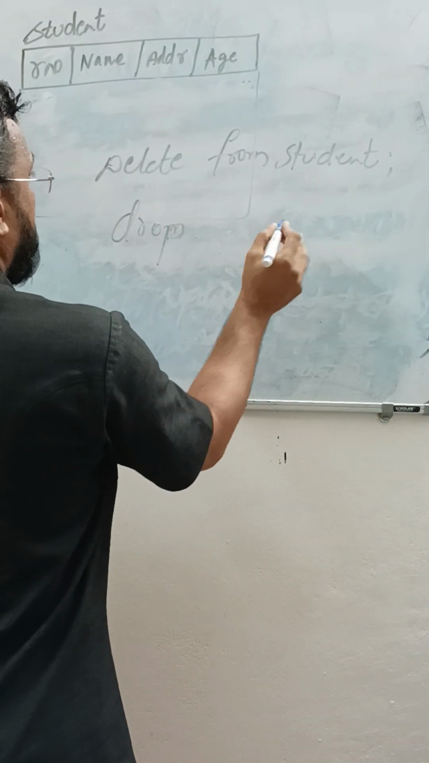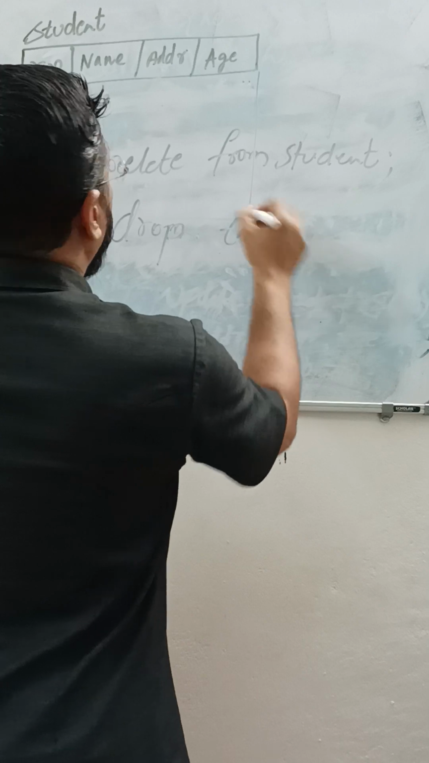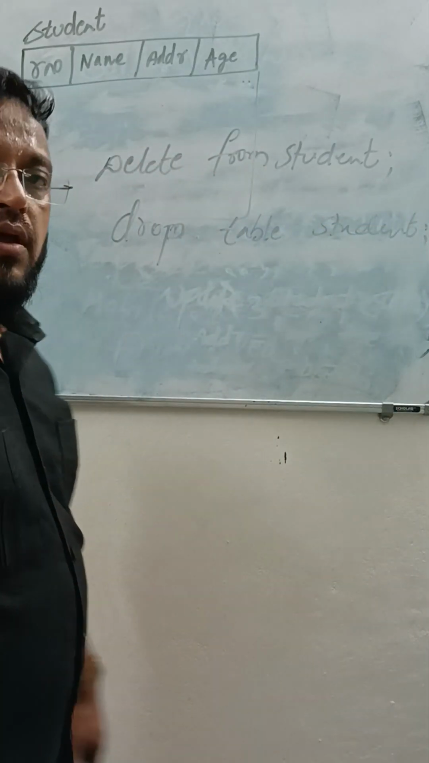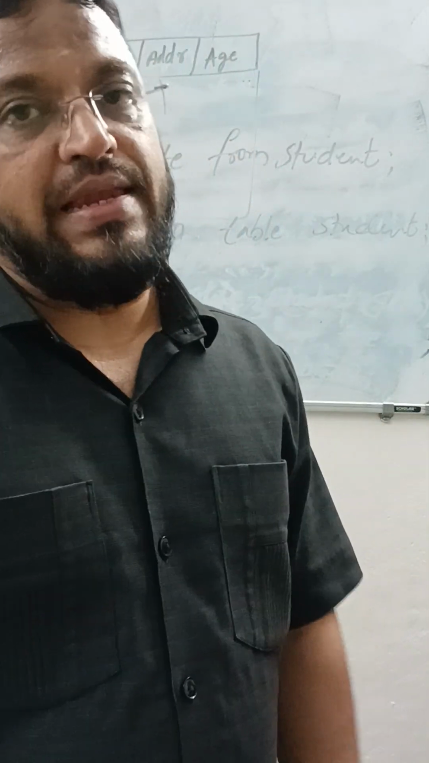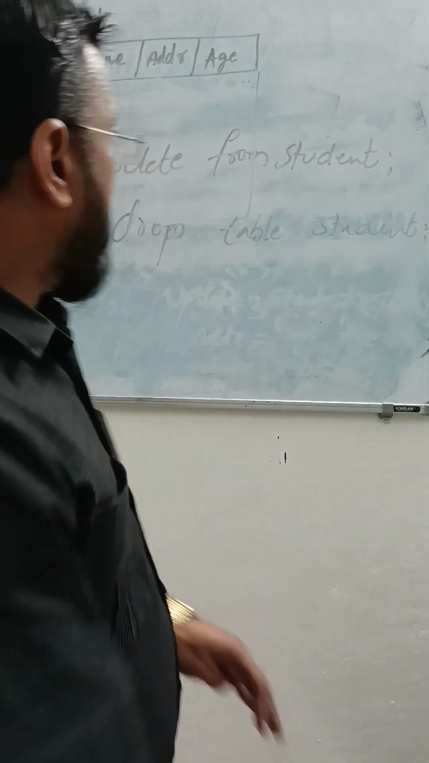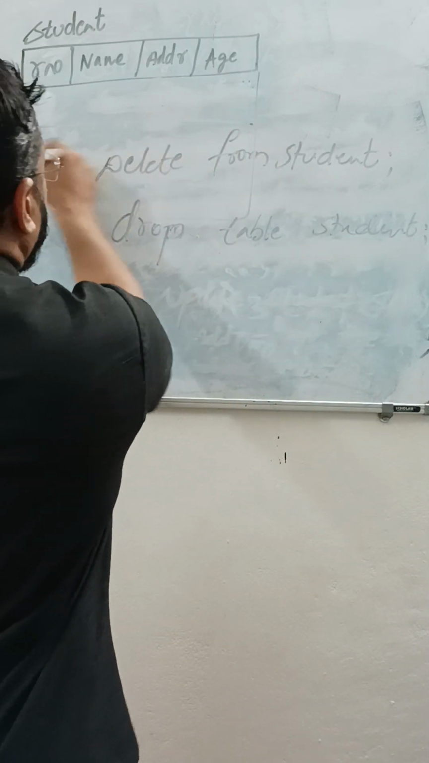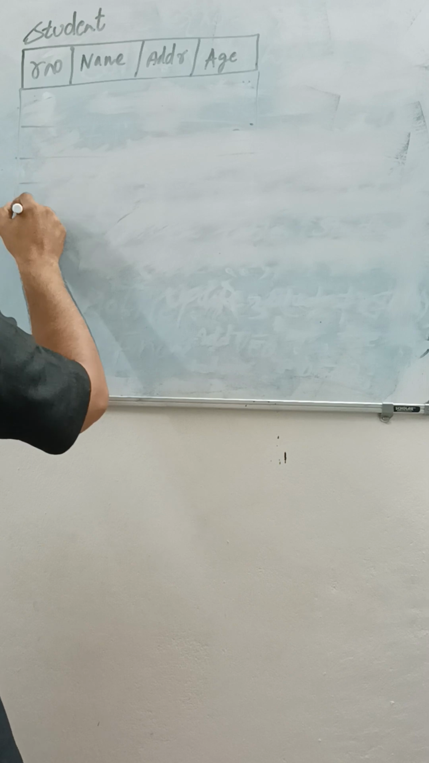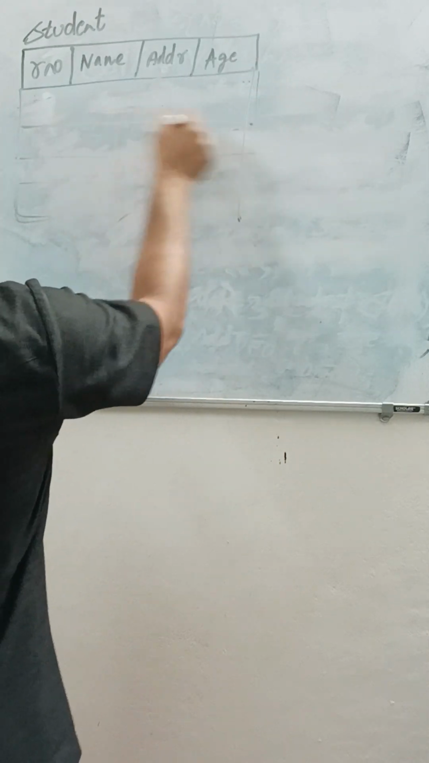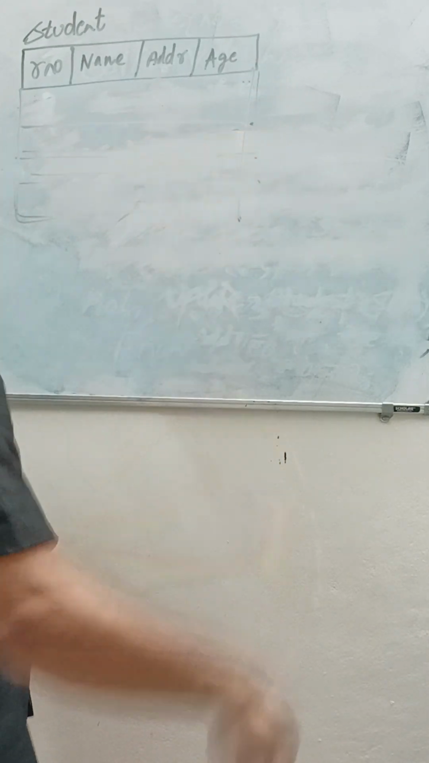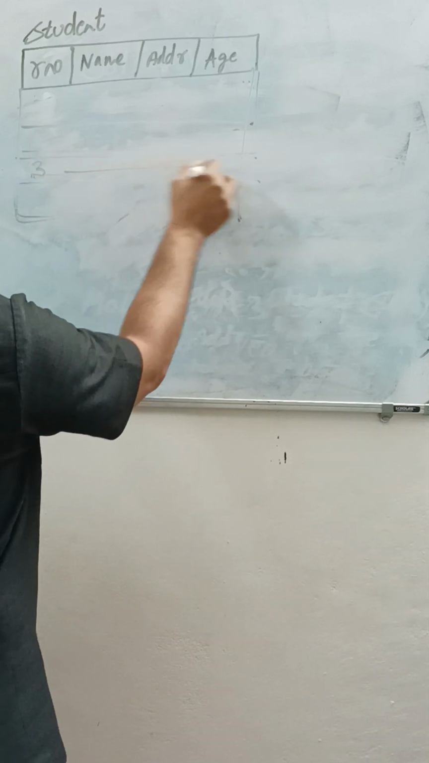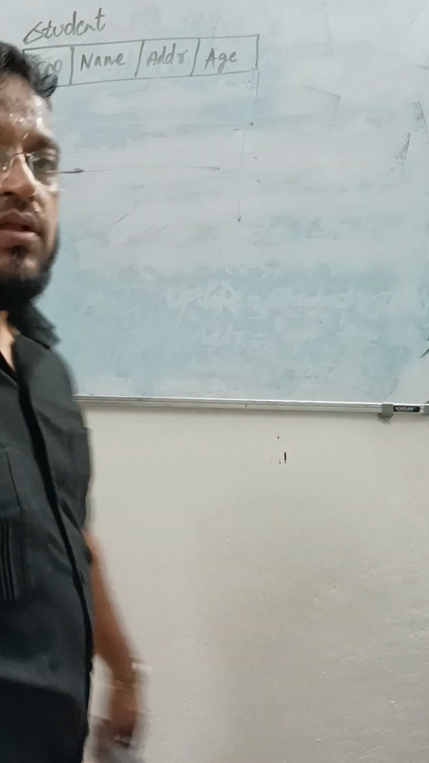If you want to remove the table itself, then you can use drop table student. If you use drop table student, then the table will be deleted, everything will go. Now assume that you have 4 columns and you want to remove only this third tuple.